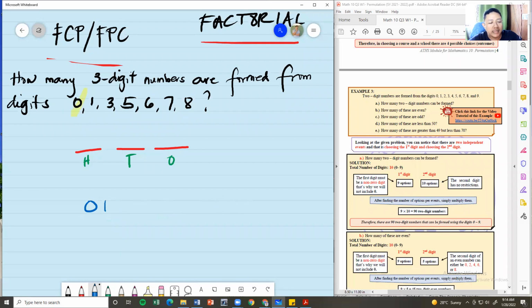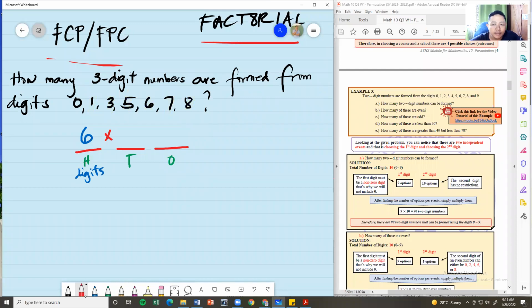So having known that, how many digits can be placed in the hundreds digit? Type your answer in the chat box. Okay, there can only be 6 digits and those are 1, 3, 5, 6, 7, and 8. 1, 2, 3, 4, 5, and 6. So therefore, there are 6 digits that can be placed in the hundreds place. Can you follow? And then multiply it by, what about for the tens digits?